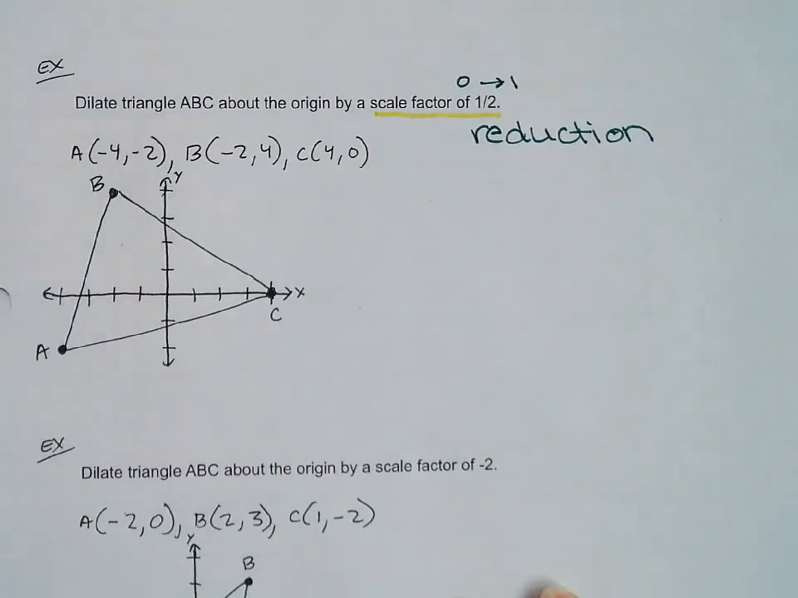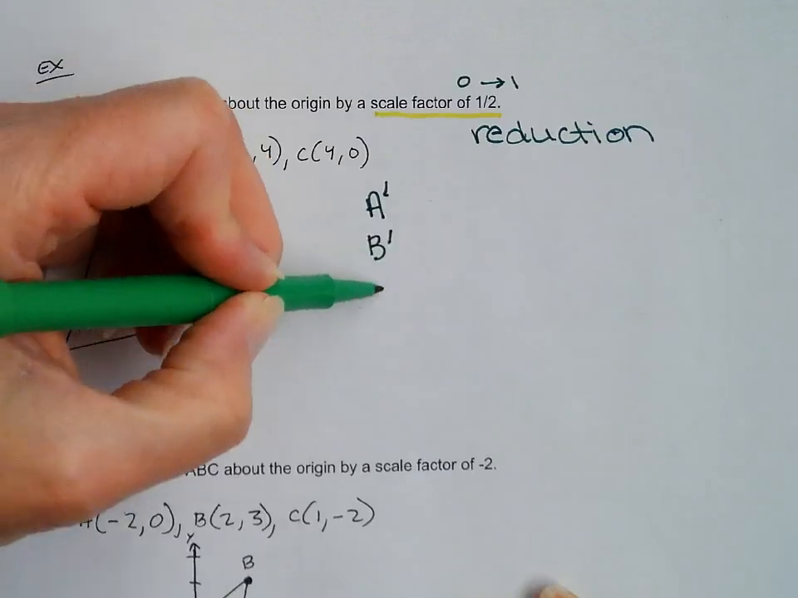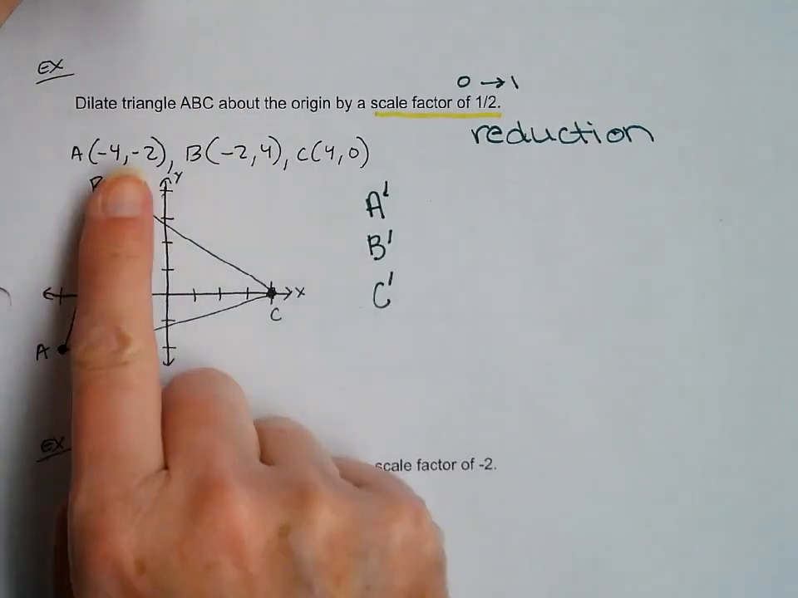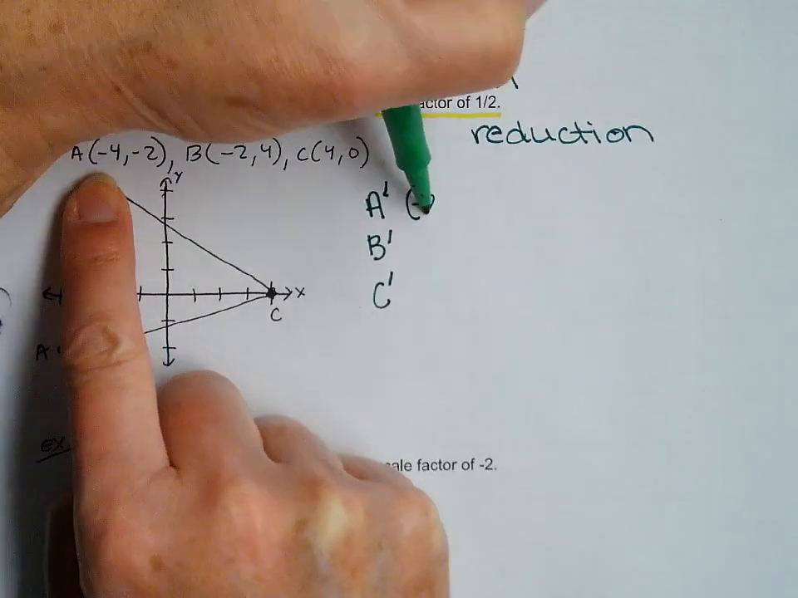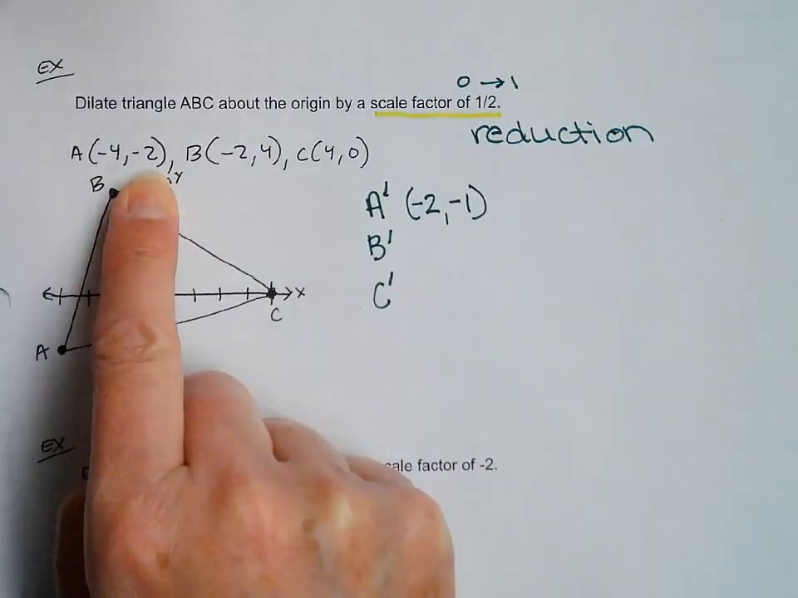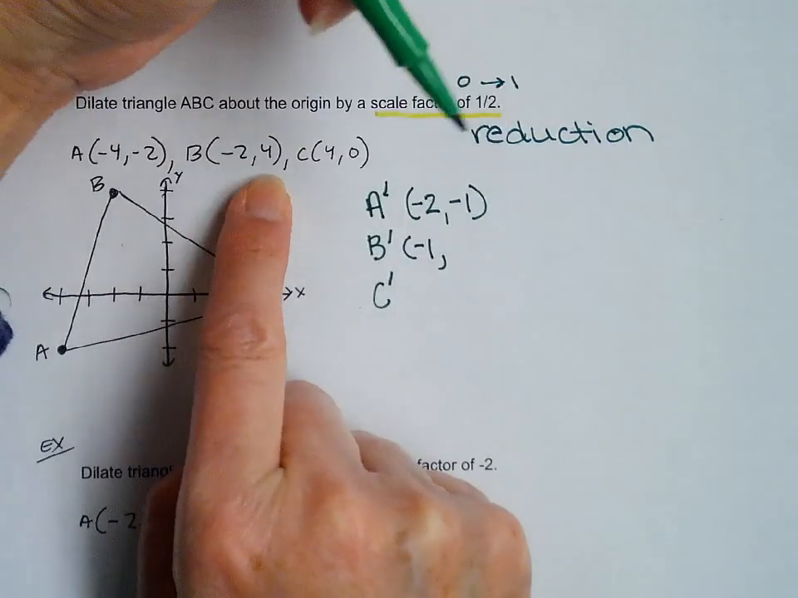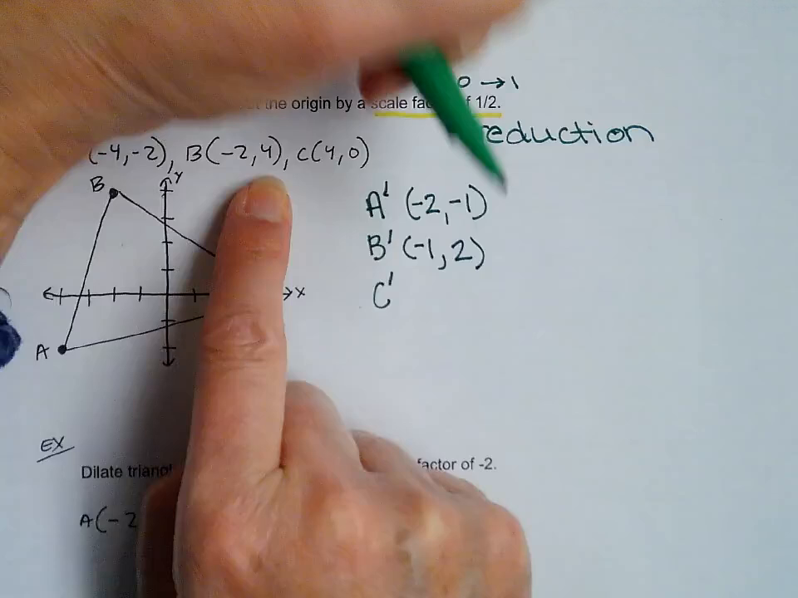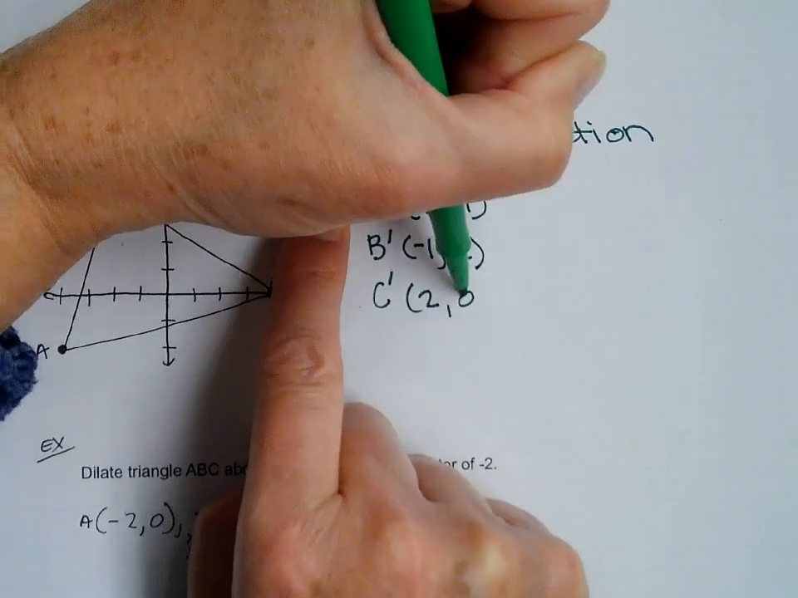And to make our new points, we're going to multiply these values by 1/2. So -4 times 1/2 is -2. -2 times 1/2 is -1. -2 times 1/2 is still -1. 4 times 1/2 is 2. 4 times 1/2 is also 2. And 0 times 1/2 is 0.